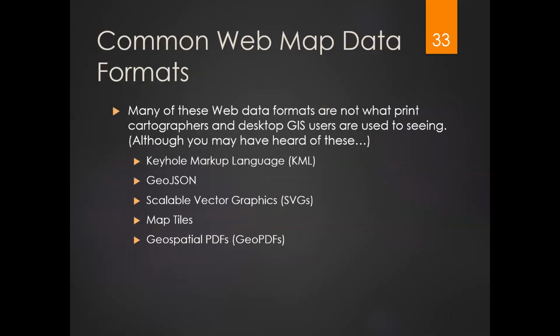So let's talk about very popular web map data formats. We're going to introduce 5 of them: KML, GeoJSON, SVG, MapTiles, and GeoPDFs. Many of these web data formats are not what print cartographers and desktop GIS users are used to, which means they were created to adapt to the era of web mapping.